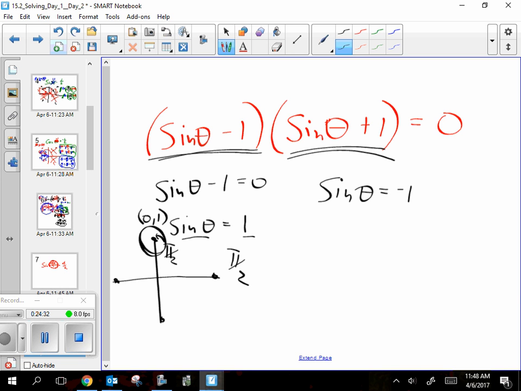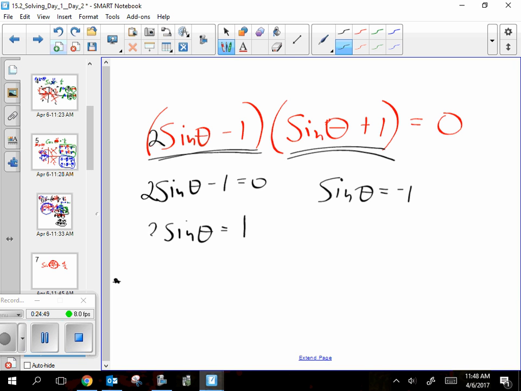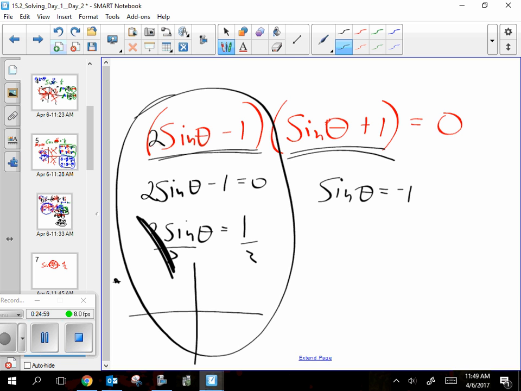for a moment a scenario where it was 2 sine theta minus 1. Then I'm going to have 2 sine theta equals 1, divided by 2, divided by 2, and sine theta equals 1/2, and you'll get 2 answers again, because you'll have 2 triangles. So I could have two answers for this side, and I could have two answers for that side.